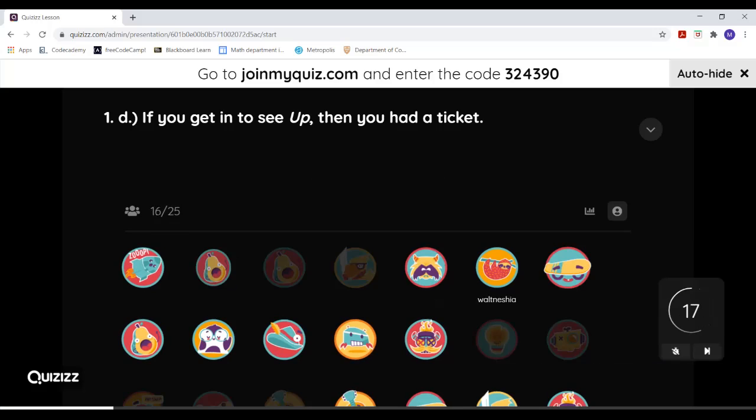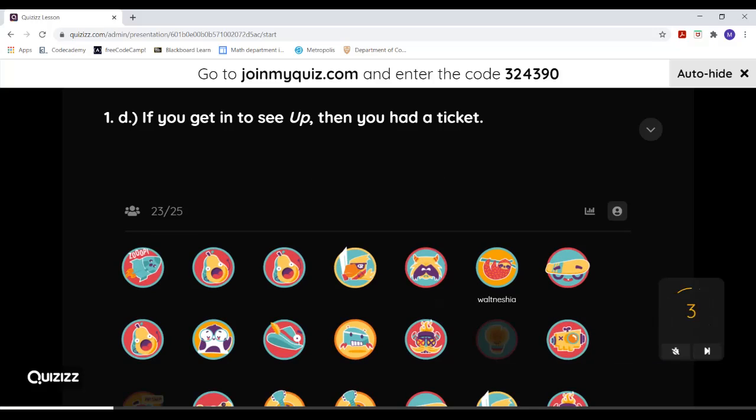So how does that differentiate? Oh man, I'm not leaving the timer on this. I'm going to keep the timer on this one. Y'all should be able to get this one quick after that previous one. If you had a ticket, then you see up is one. If you see up, then you had a ticket would be the other way around.